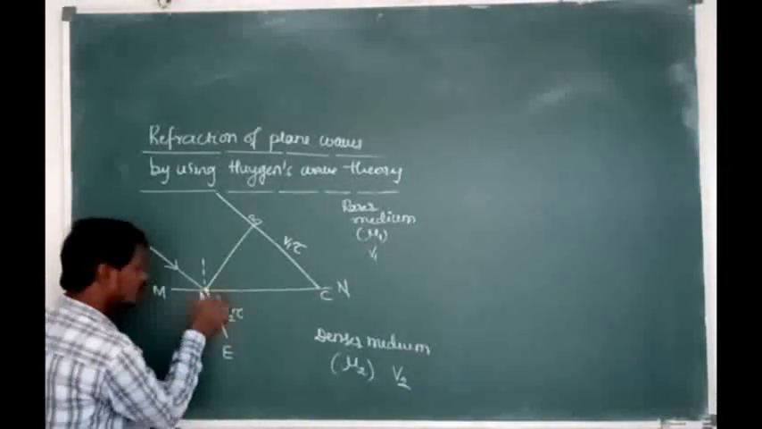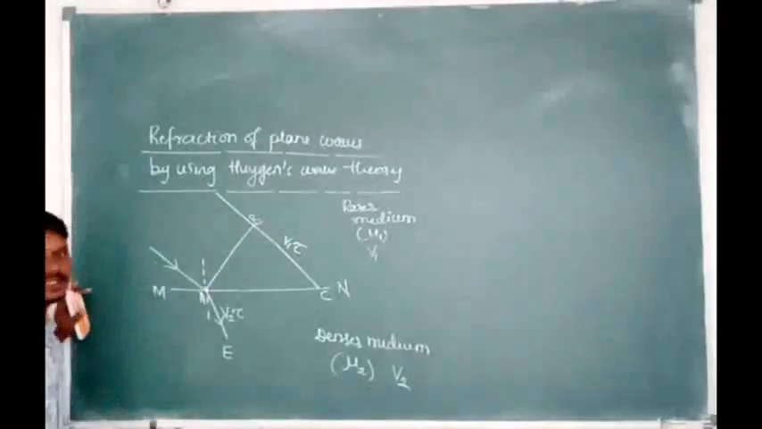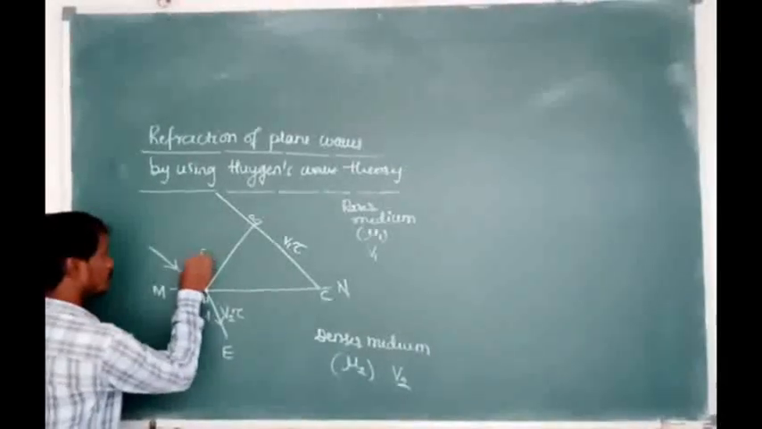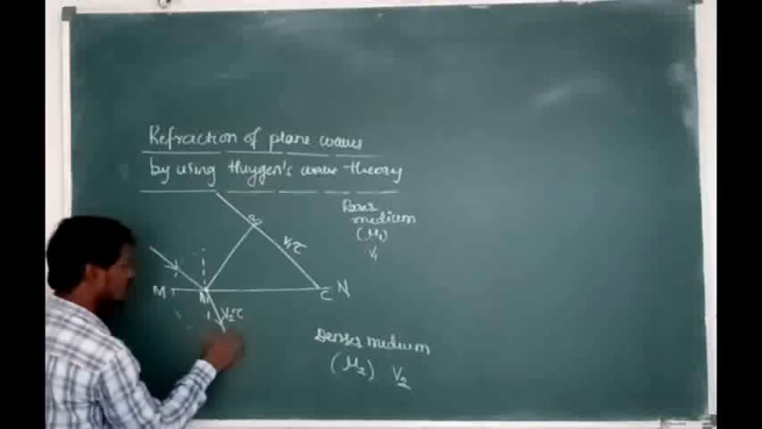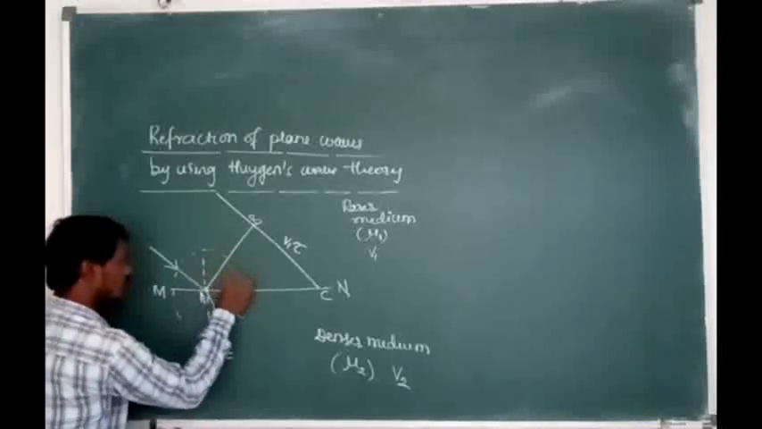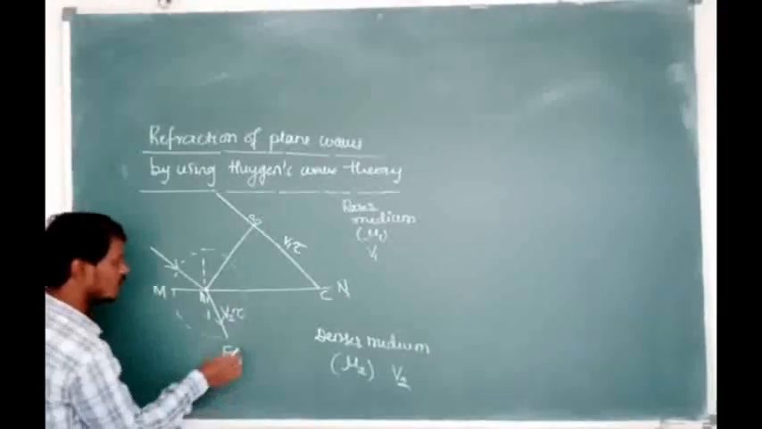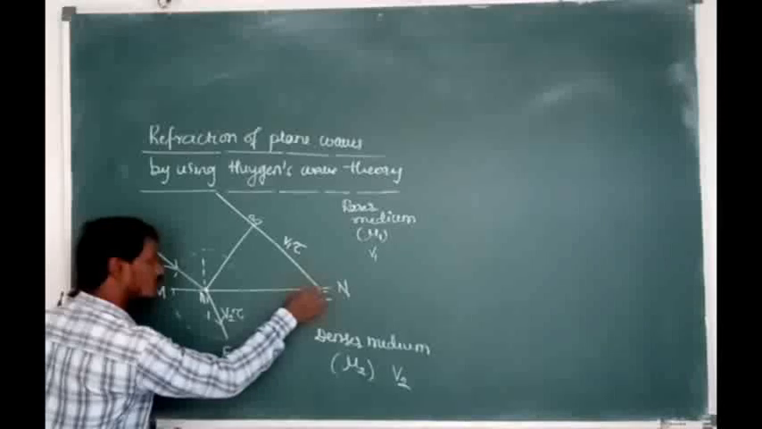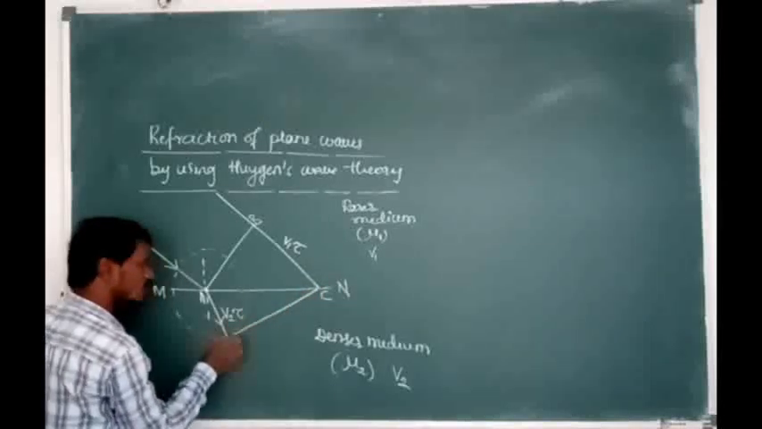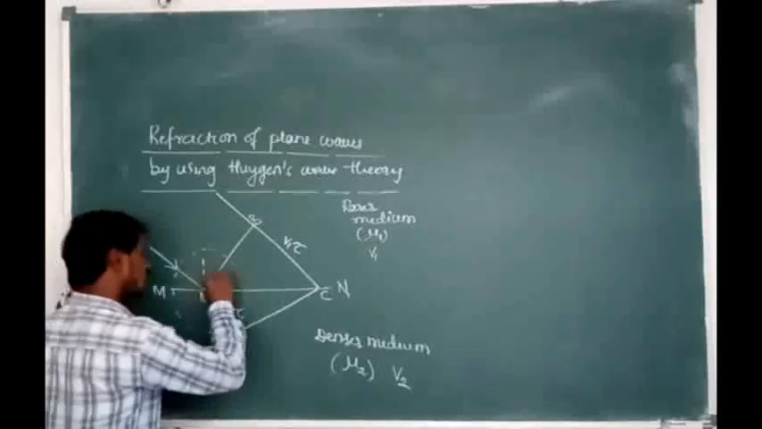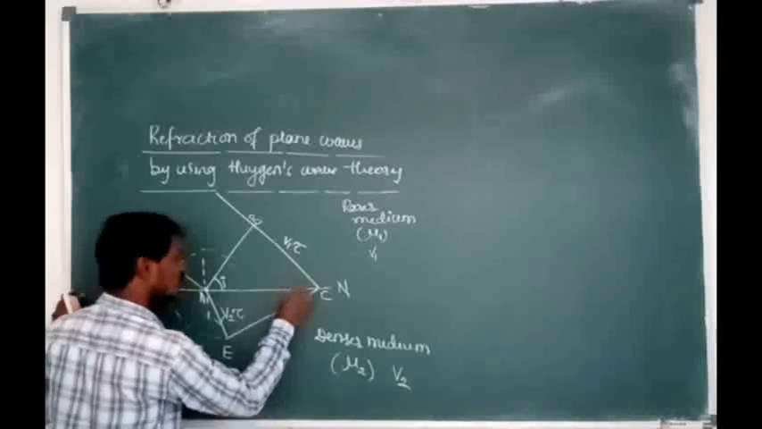Then, taking v2 into tau as the radius and A as the center, I will draw this sphere. It is called the secondary wavelet. Then let us draw the tangent from C to the sphere, up to E. This gives the refracted wavefront, and the angle of incidence is i, and the angle of refraction is r.